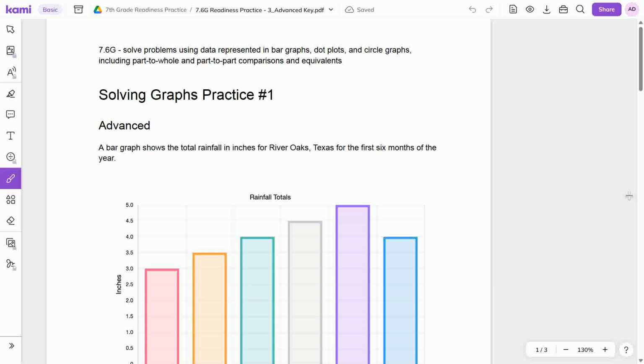Today we are looking at the 7th grade concept of solving graphs. This is 7.6G Readiness Practice, the advanced version.